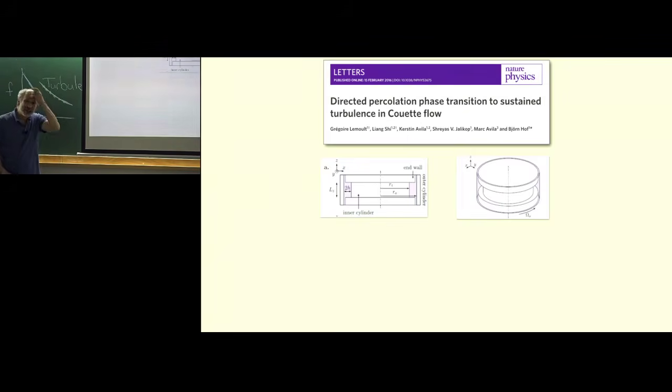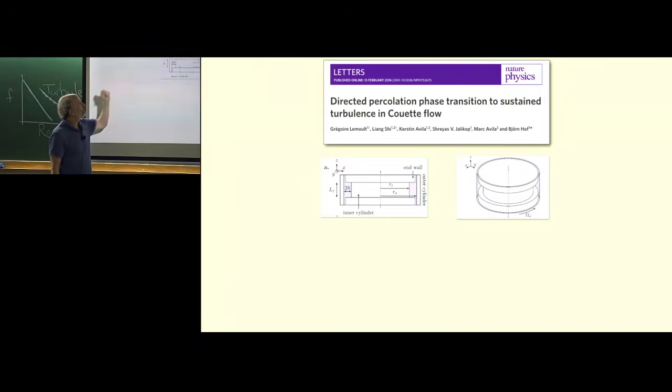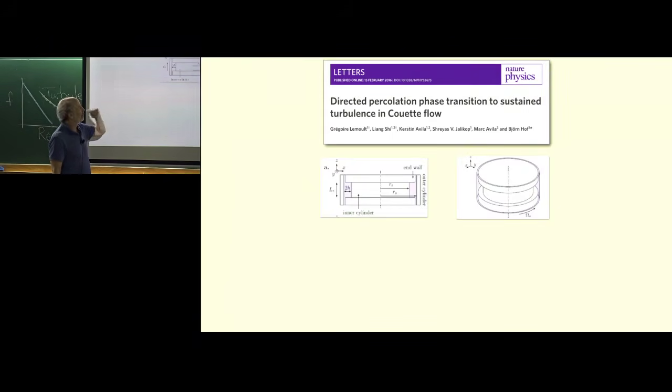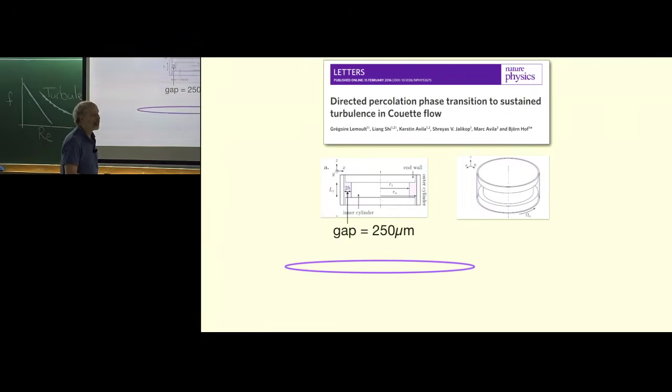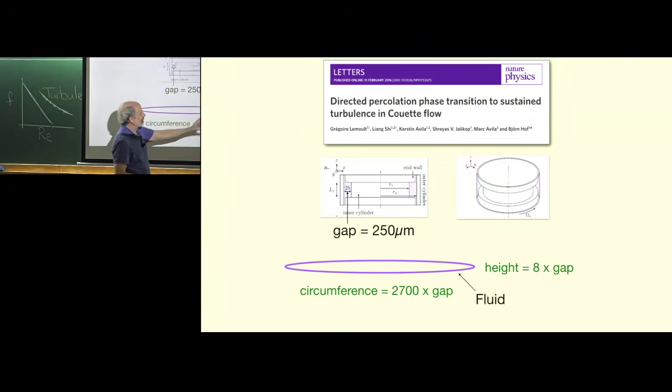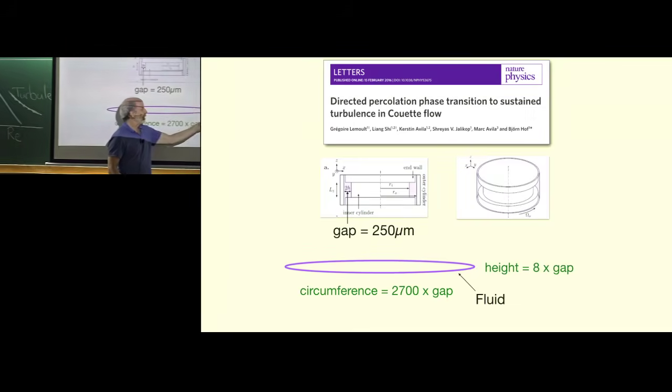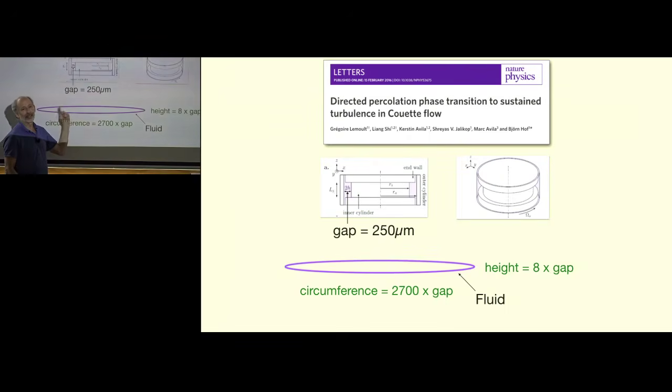Okay, so I'm just gonna flash this, because it's not our work. This is work that came out of Bjorn Hof's lab, really a tremendous set of experiments going on there. The first author is Grégoire Lemoult. What they built, you can't really see this, is a Taylor-Couette device, but the fluid has a very long circumference relative to either the height. Oh, here, there's a little plot. The height is 8 times the gap, and the fluid is basically 3,000 times that.